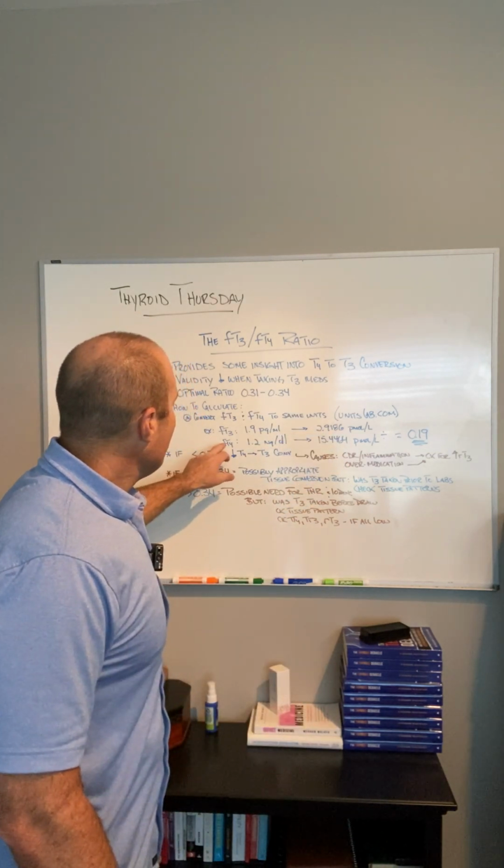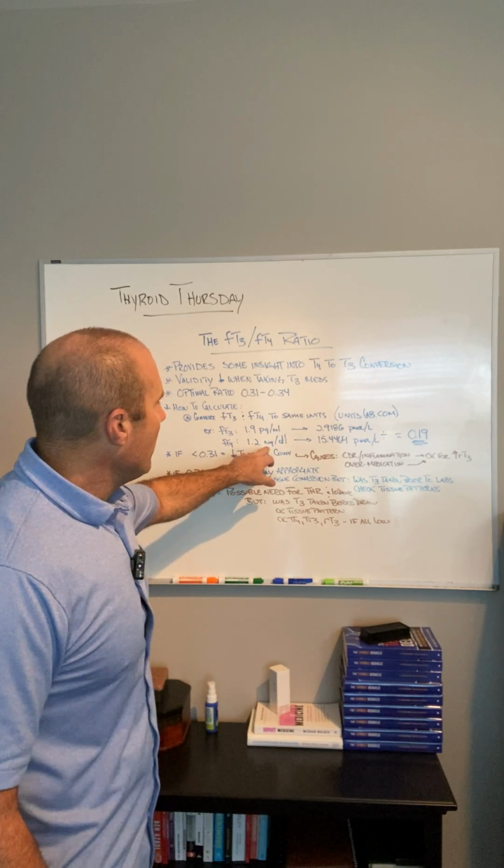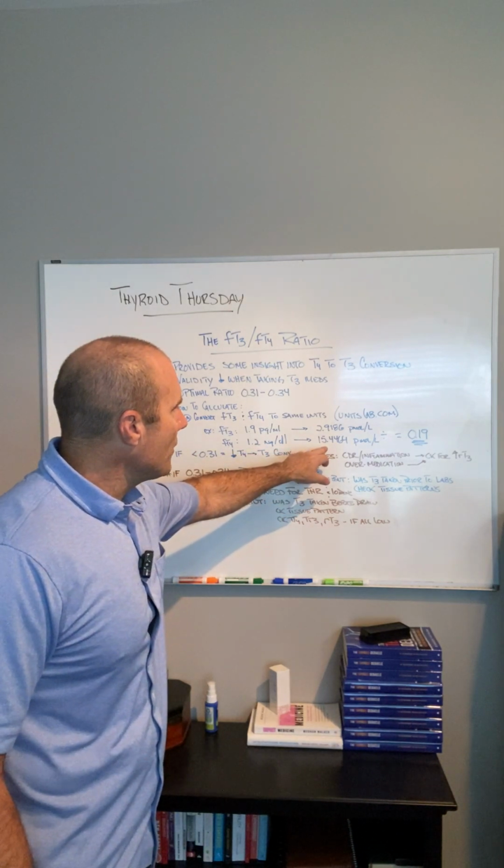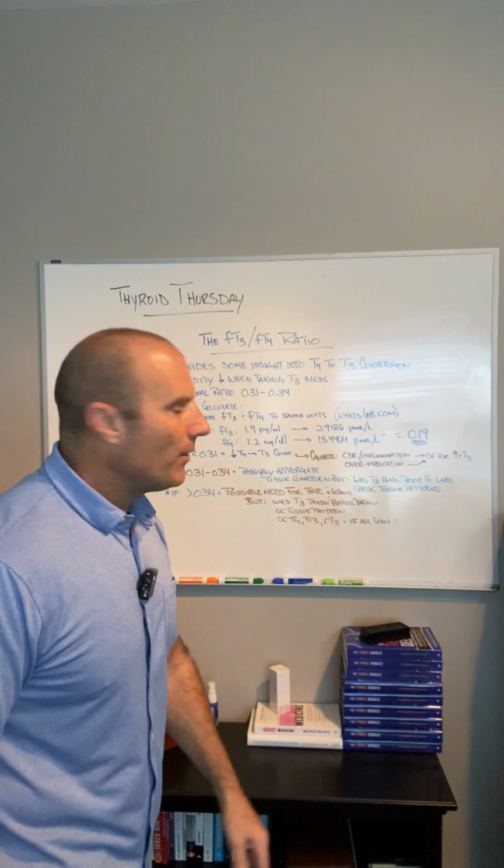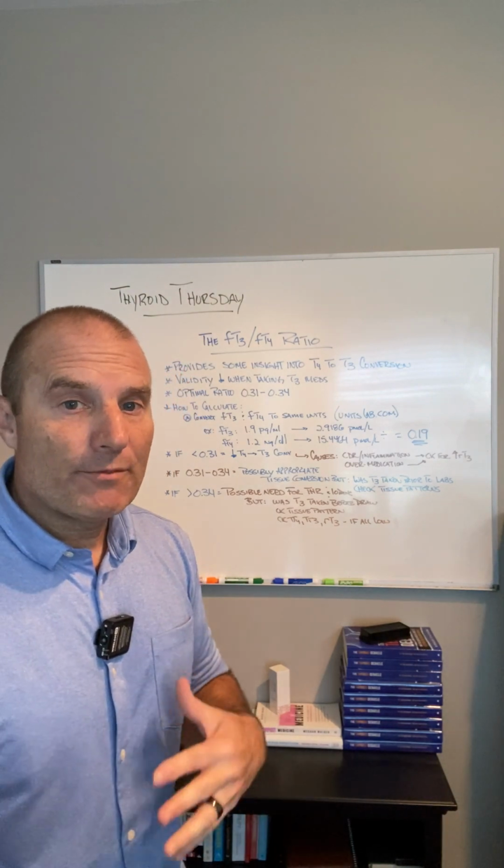You take the free T4, which was 1.2 nanograms per deciliter. Use the units converter and it gives you 15.4464 picomoles per liter.